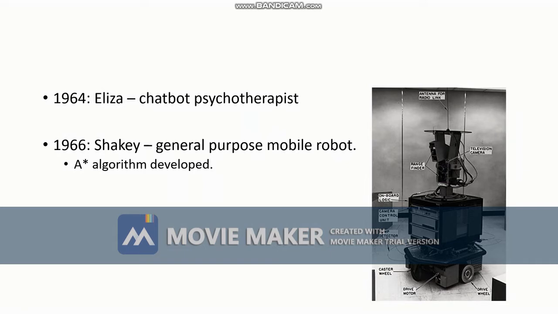Then in 1966, Shakey, the first general purpose mobile robot, was created using AI. Now, there is a picture given on the right side of the slide. That is Shakey. Shakey had wheels, sensors, a rangefinder, and television cameras, everything was there. And the interesting thing about Shakey is that during its development, a very important algorithm of AI, the A star algorithm, was developed.